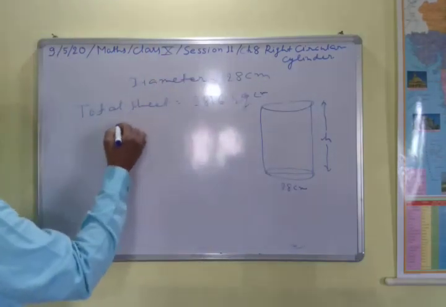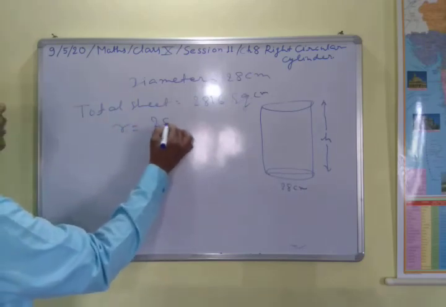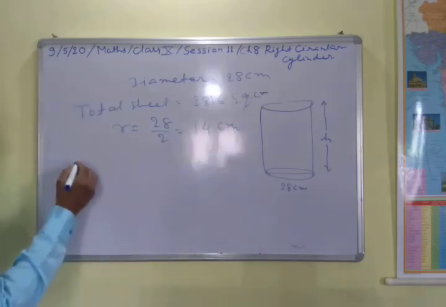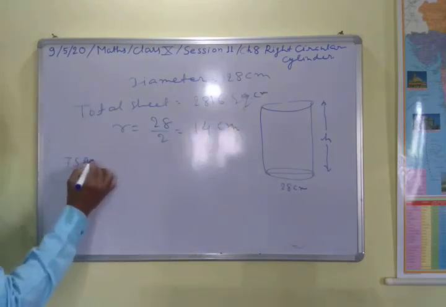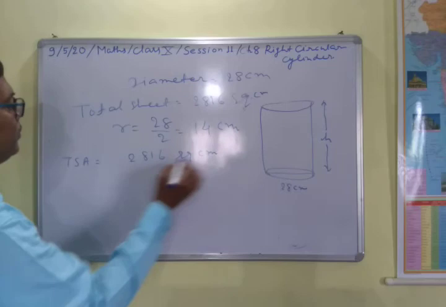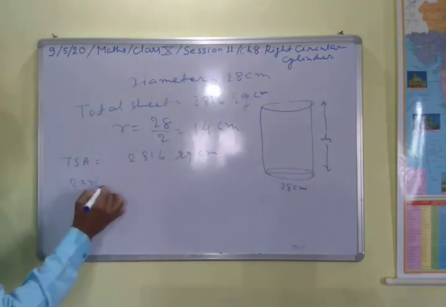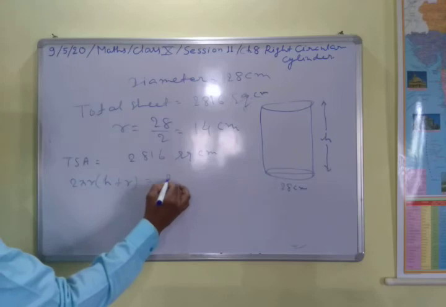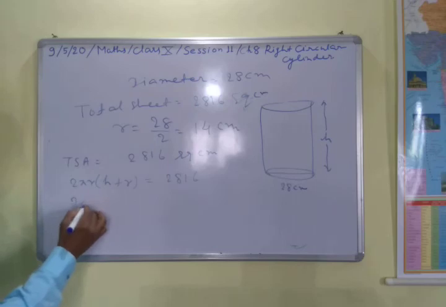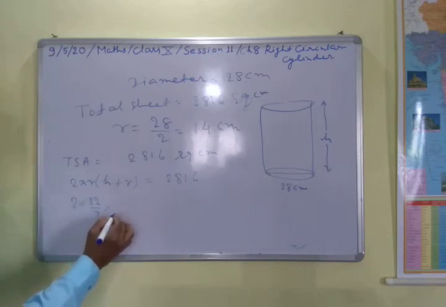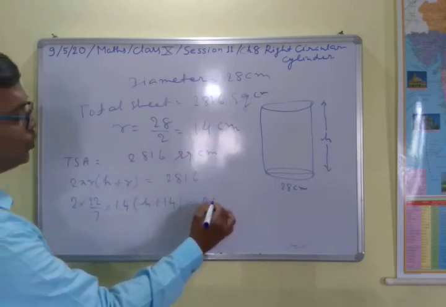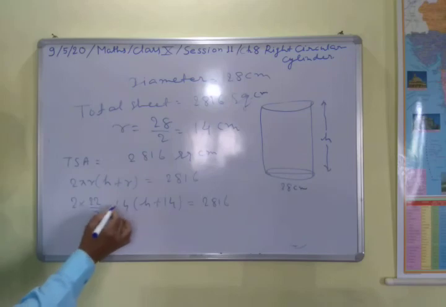So first find out the radius in this case. So R will be equal to 28 by 2, that is 14 centimeter. Now you know the formula, that is the total surface area. TSA equal to, actually we are given 2816 square centimeter. Then this is 2 pi R into H plus R equal to 2816. Now put the values here, that is 2 into 22 by 7 into radius is 14 into H plus 14 equal to 2816, and then solve here.